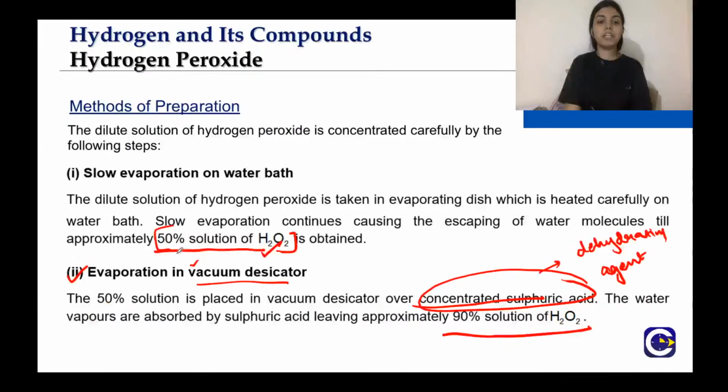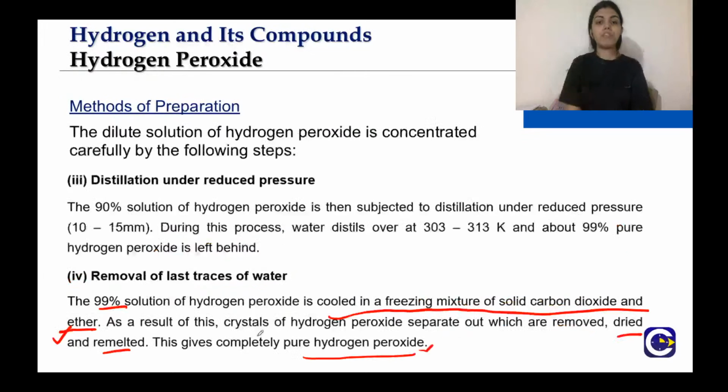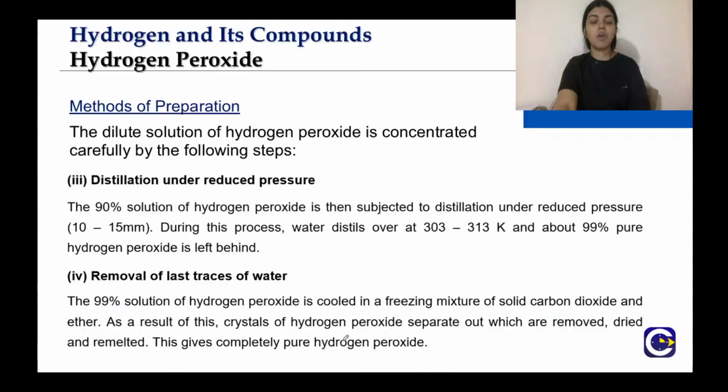I'll again repeat, from 30 to 50 water bath evaporation, then from 50 to 90 desiccator you are using, in which a dehydrating agent you have kept. Then from 90% to 99% you will do distillation under reduced pressure. Then from 99% to completely pure hydrogen peroxide, you will separate out the crystals of hydrogen peroxide using a freezing mixture of solid carbon dioxide and ether. Okay, so this is the process, that how can you obtain the concentrated solution of hydrogen peroxide from its dilute solution.